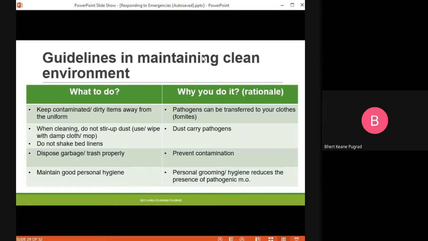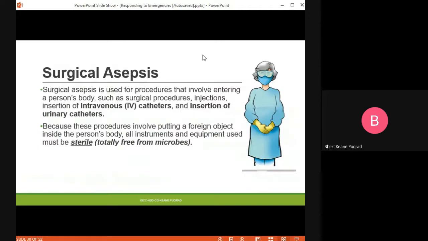Unlike sa bahay natin na medyo kumpul-kumpol na, no? Medyo hindi na maayos yung ating bed linen, ipapampag mo lang and then fix it, okay na. Okay, but in patient care, sa home care, sa hospital, sa mga resident area, hindi po pwede. Okay. Next, dispose the garbage or trash properly. That's to prevent contamination or cross contamination. And maintain good personal hygiene because personal grooming or hygiene reduces the presence of microorganisms.